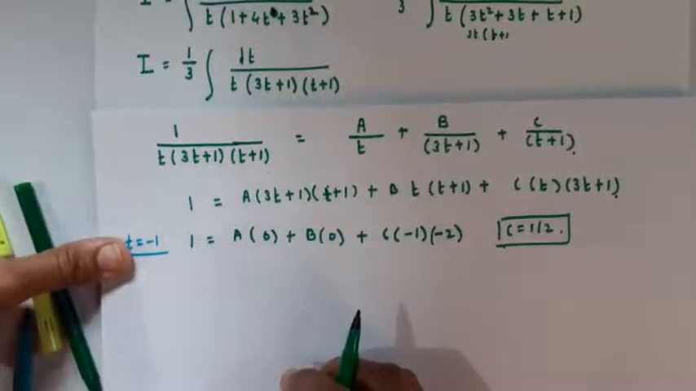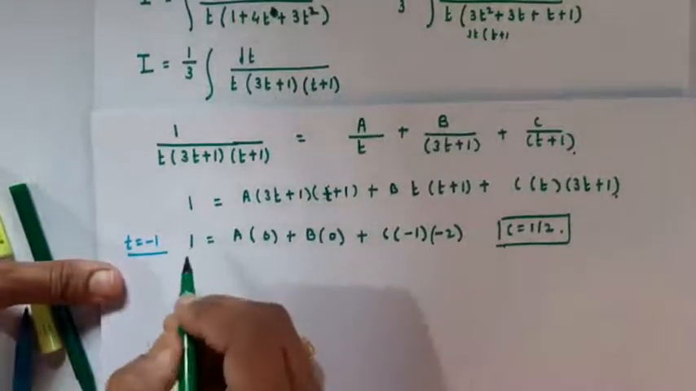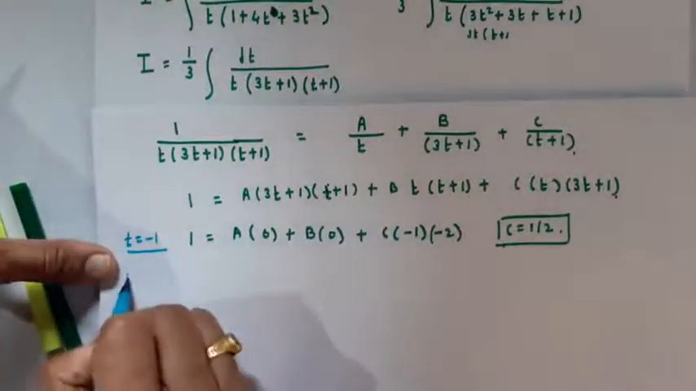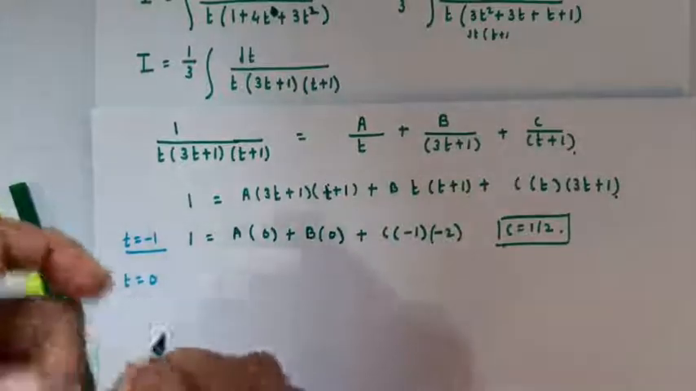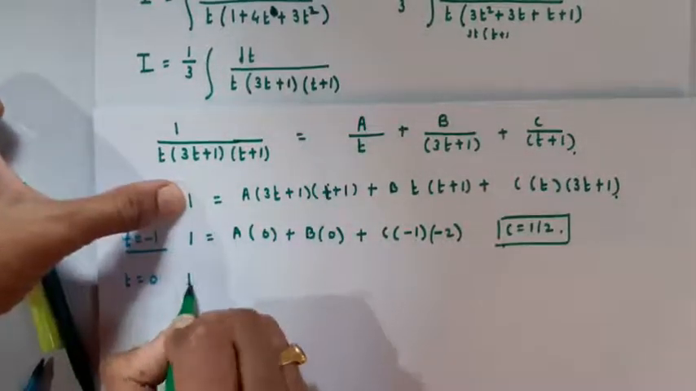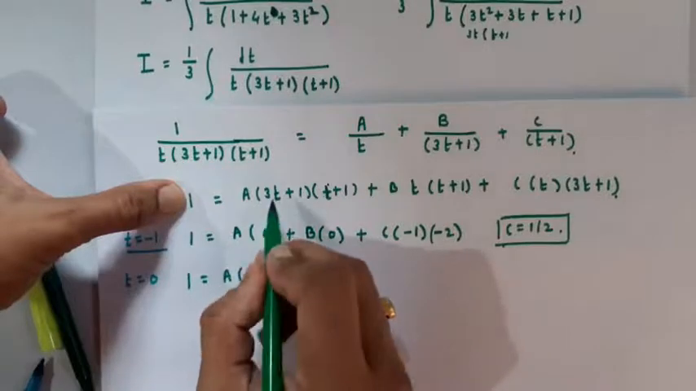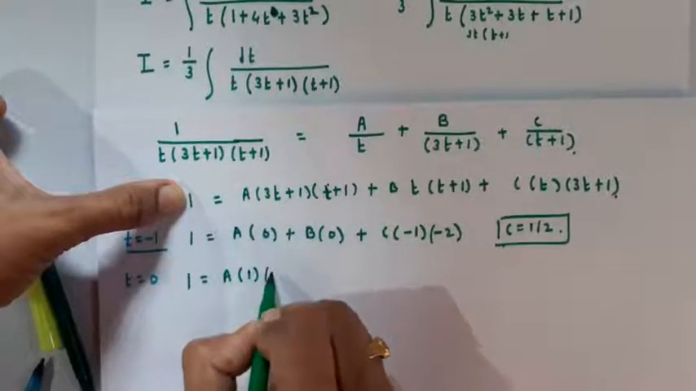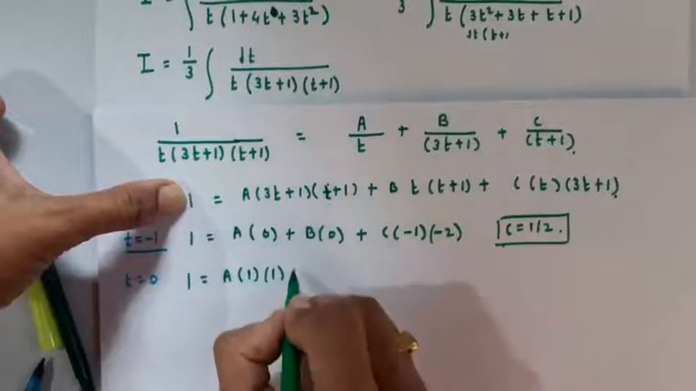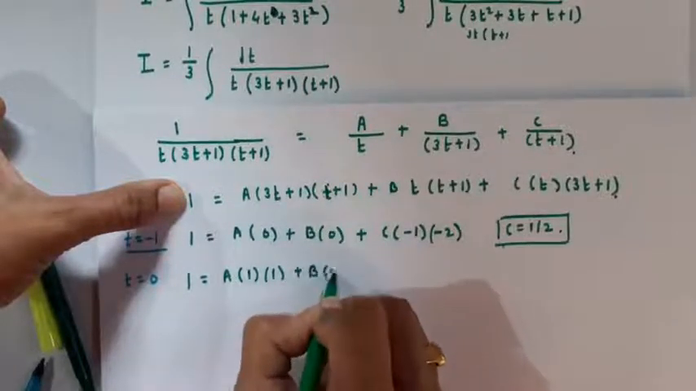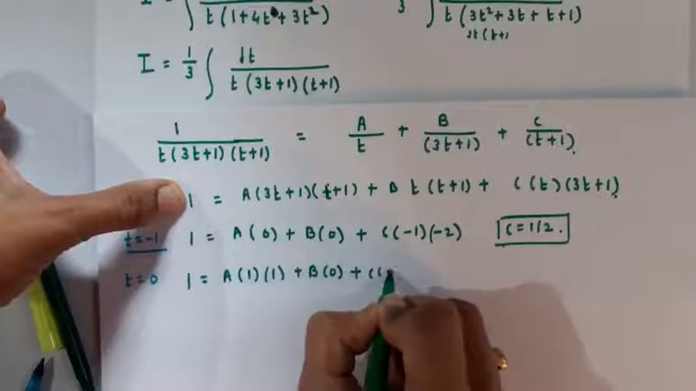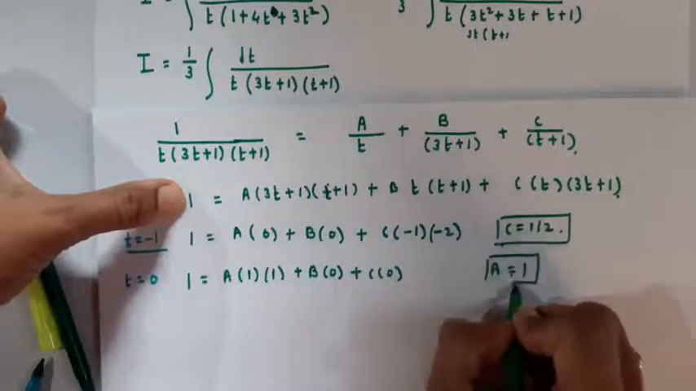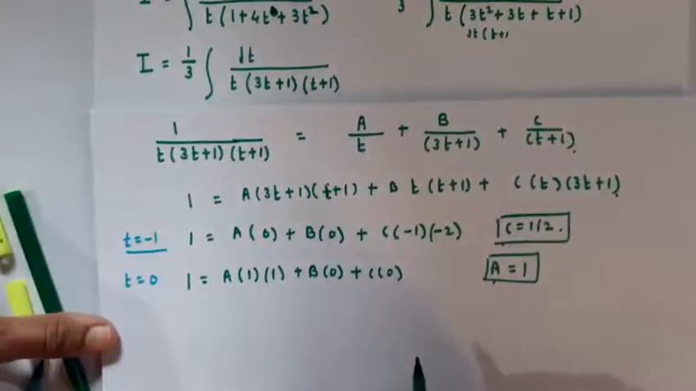Now at t equal to 0, 1 will be as it is, a into 3 into 0 plus 1, that is 1, times 0 plus 1, is 1, plus b into 0 plus c into 0, and therefore the value of a equals 1.